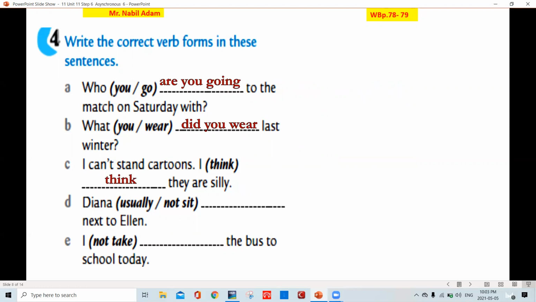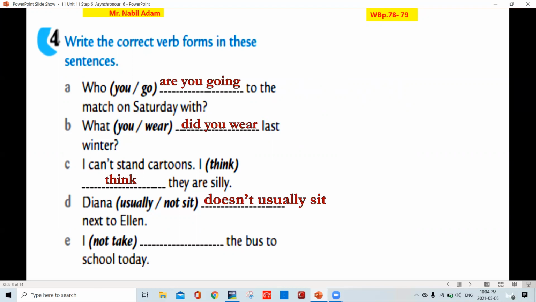I don't like them. Diana usually not sit next to Ellen. هنا usually refers to the present simple tense. And we use negative doesn't or don't. هنا ديانا اسم مفرد يجي بعدها ايه doesn't. بس نحط كلمة usually بين الاثنين. ديانا doesn't usually sit next to Ellen.